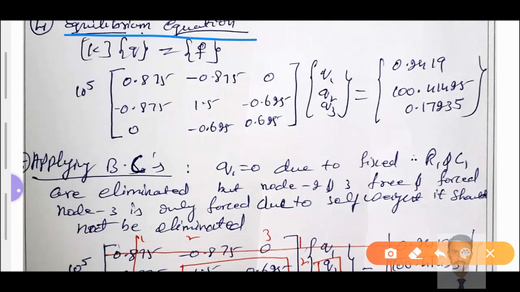Fourth step, equilibrium equation. KQ is equal to force. We are very well known. All the values are substituted here. We have substituted. Then we'll apply the boundary condition.